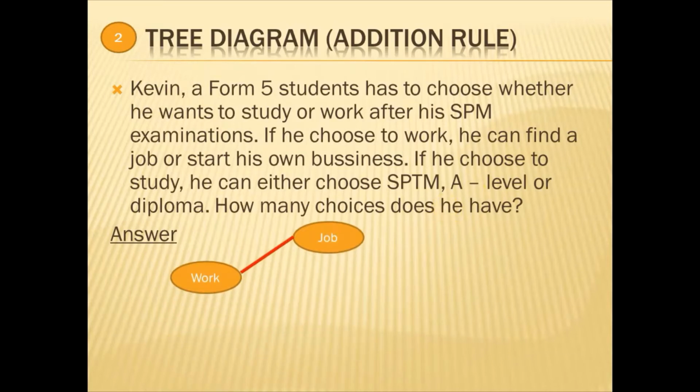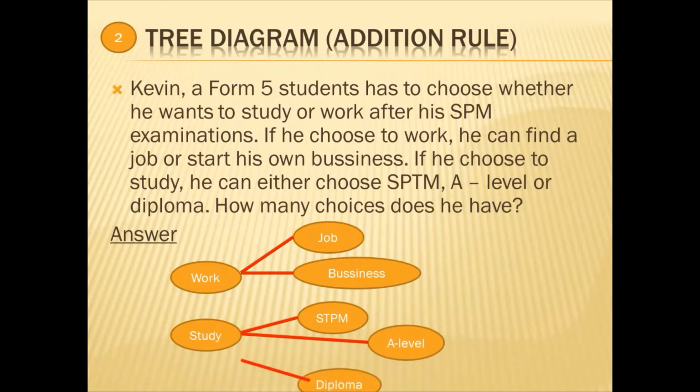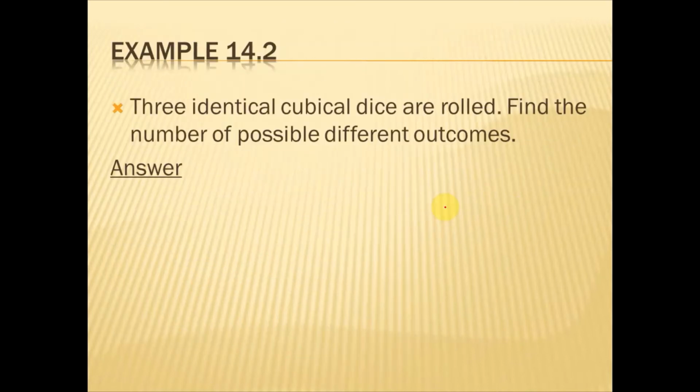So if work, there is job or business. If study, there is STPM, A-level or diploma. So how many choices does he actually have? 1, 2, 3, 4, 5. So he has 5 choices. Just the addition rule, meaning you add up how many choices there are. Okay, 1, 2, 3, 4, 5. Okay, let's look at another example.